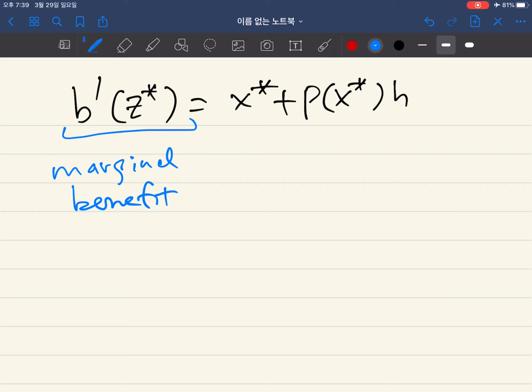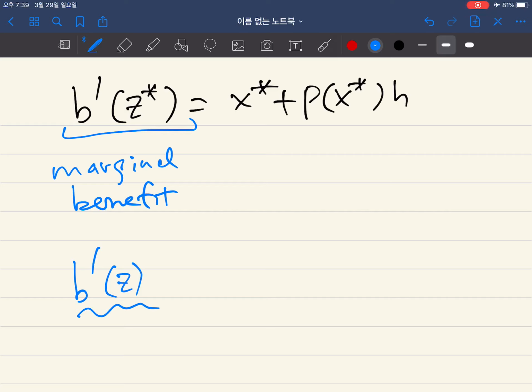So this is marginal benefit from additional activity. Why is it so? This is B prime Z, the slope of the benefit function. B prime Z means when Z goes up, the benefit goes up by this much. Loosely speaking, B prime Z measures the increase in benefit when Z goes up by 1.